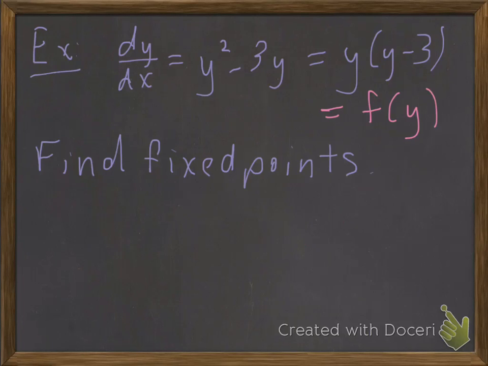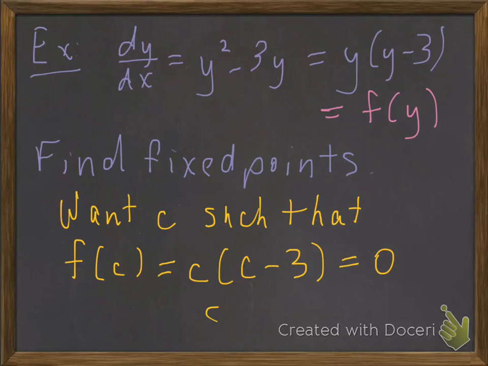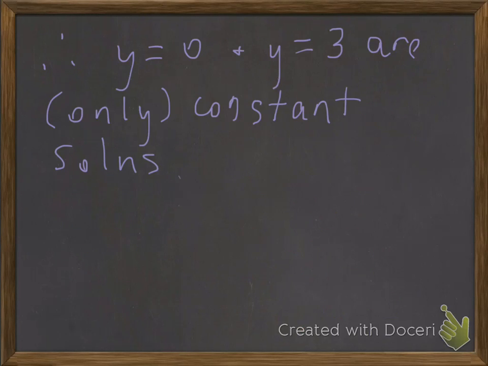So I'm going to find my fixed points by finding c such that f of c is equal to 0. So f of c is c times c minus 3, and if I set that equal to 0, of course, that has the solutions c equals 0 and c equals 3. So my conclusion is that y equals 0 and y equals 3 are constant solutions. I claim, in fact, they are the only constant solutions.